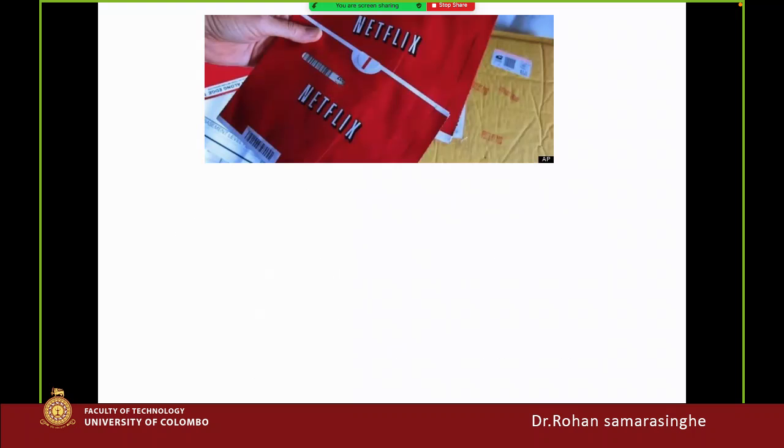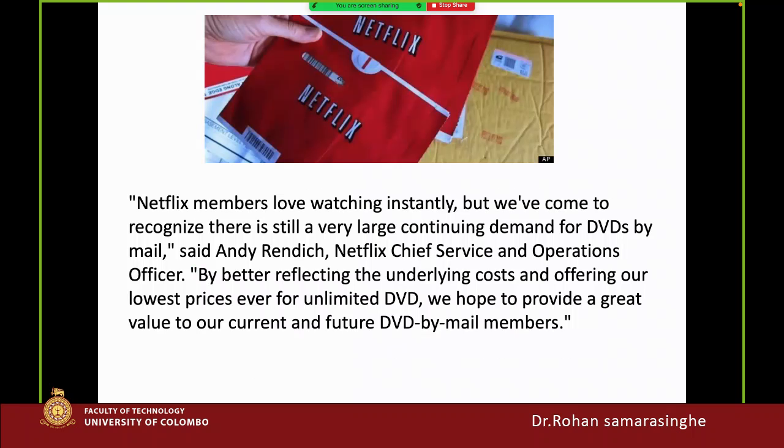And next one, Netflix also. Netflix members love watching instantly, but there is still a very large continuing demand for DVDs by mail. So this is another company that made a success of the business, self services, operations, and other things.